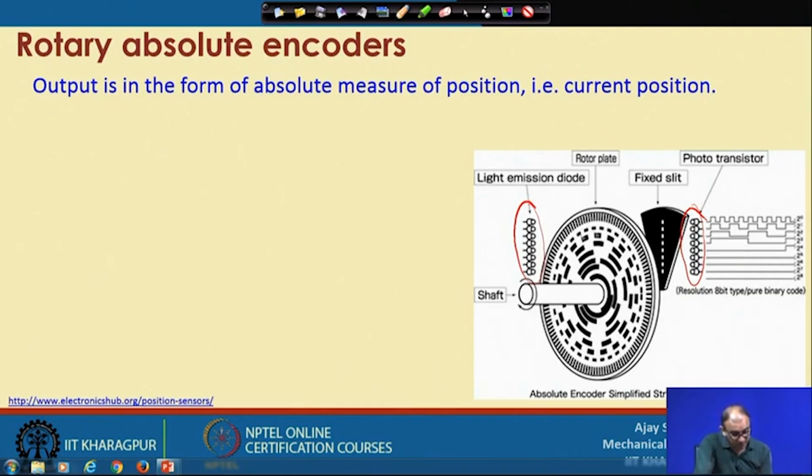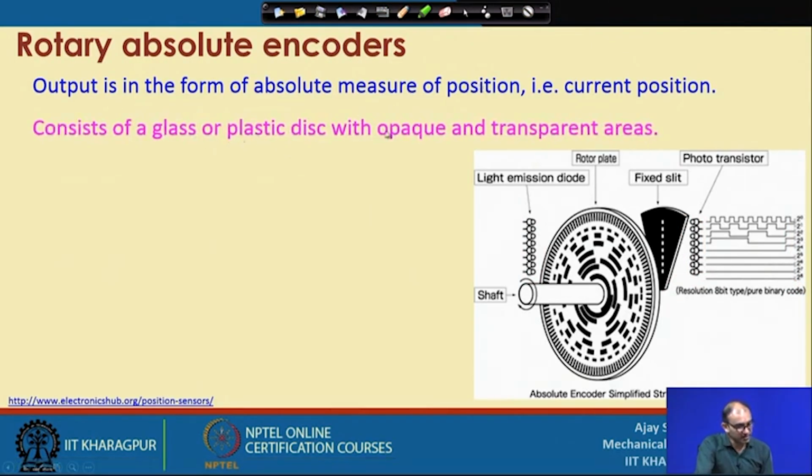Now here it is creating a code. In the earlier case we were getting one signal, but here it is getting a code, and that code is unique for each and every instant of the rotation. When you rotate this part, with this black and white pattern, everywhere it generates a signal, and the final output of all the signals is a binary code that belongs to one particular location. It consists of a glass or plastic disc with opaque and transparent areas. These are the opaque and transparent areas.